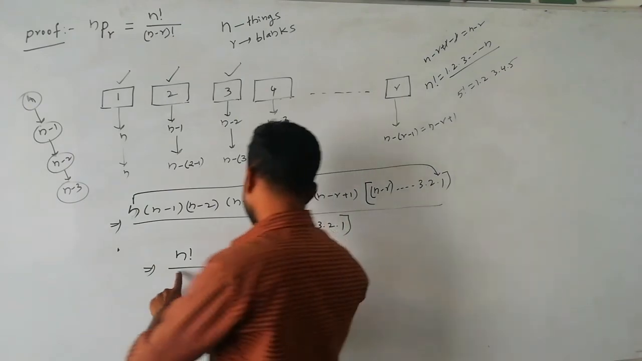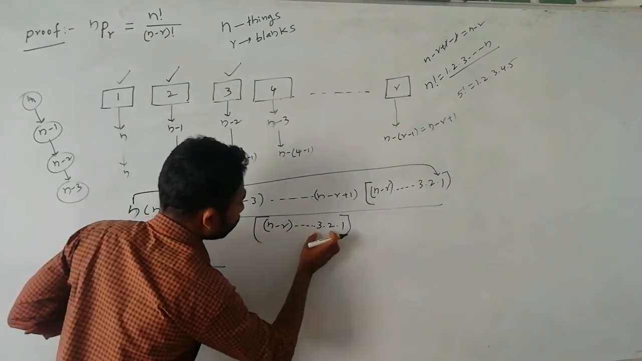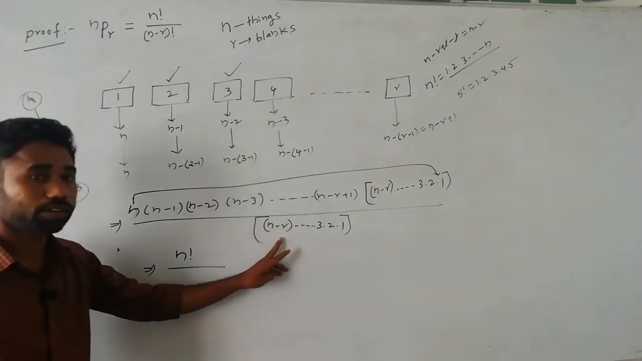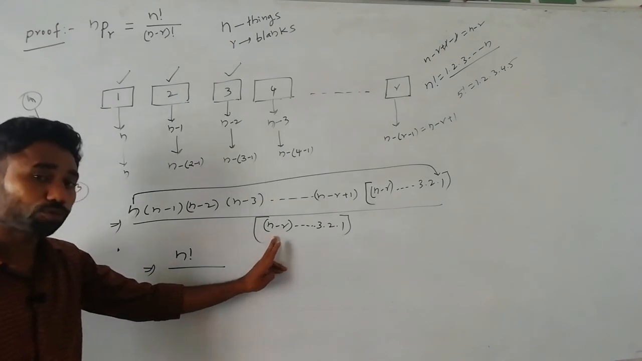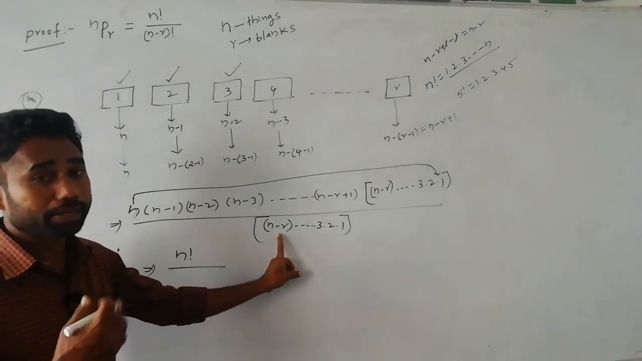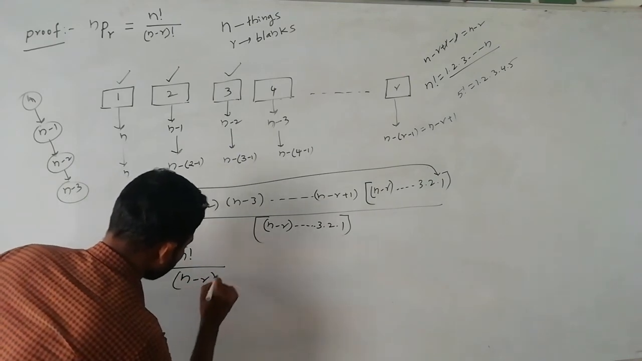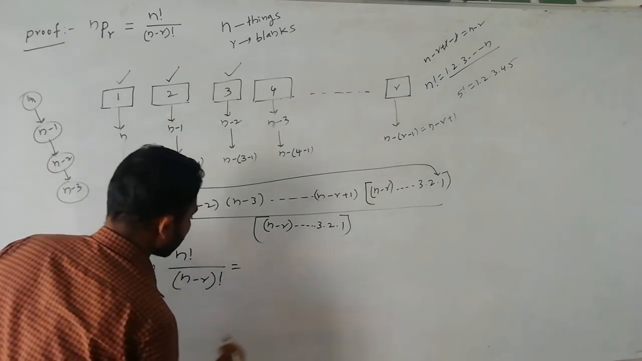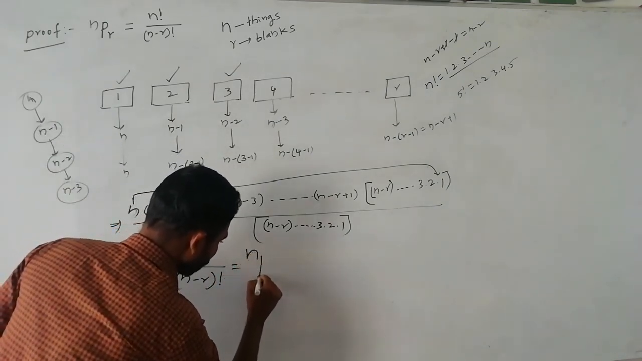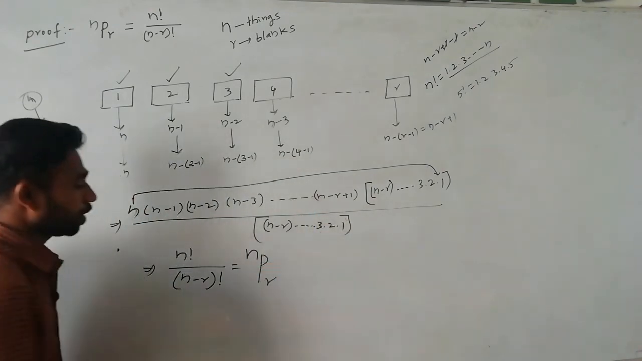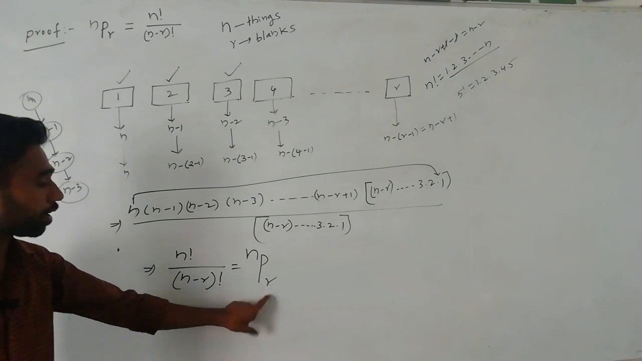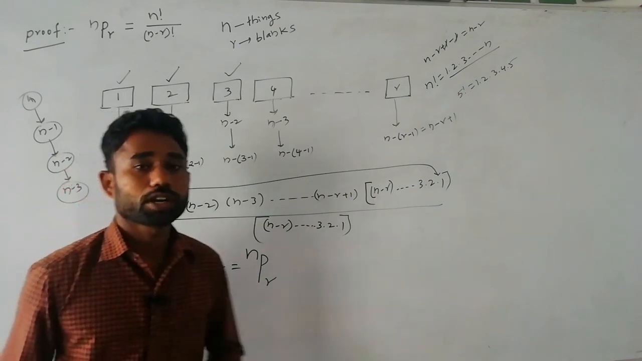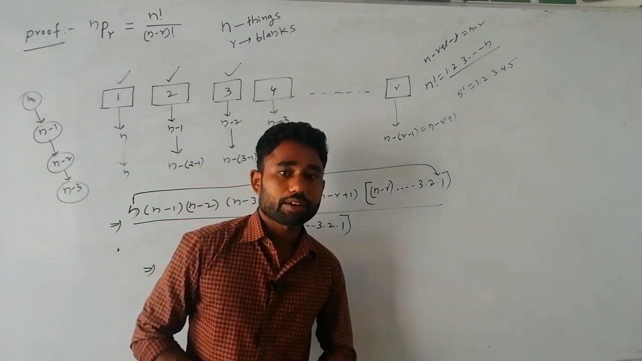Okay, next, the denominator: n minus r and so on 3 into 2 into 1. It is also one product, from 1 up to n minus r. Up to n is n factorial, up to 5 is 5 factorial, so up to n minus r is (n minus r) factorial. Okay, so it is nothing but n number of things arranged in r number of blanks, that is nPr. nPr equals n factorial by (n minus r) factorial. So this is the proof of nPr. Okay.